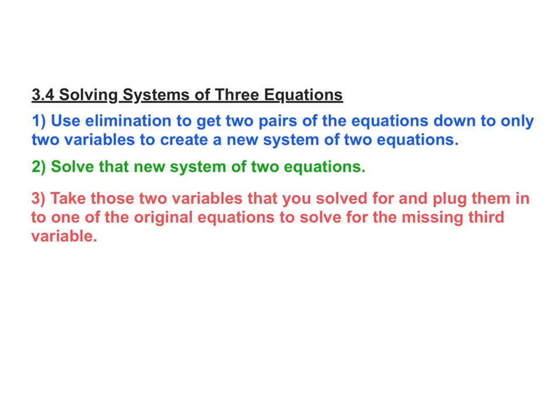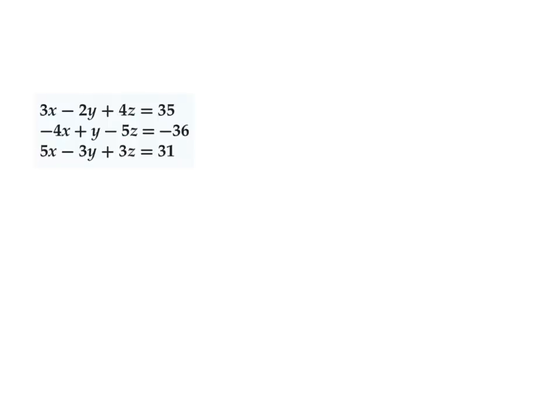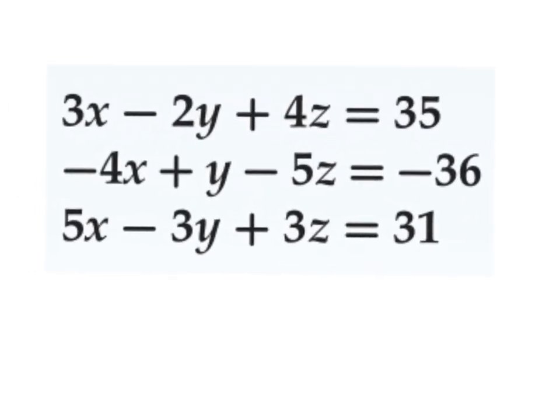All right, so here's the problem that we're going to do. I'll make it bigger for you for now, and then I'll put it back. So this is the system. 3x minus 2y plus 4z equals 35. That's the first equation. Second equation, negative 4x plus y minus 5z equals negative 36. And the third equation, 5x minus 3y plus 3z equals 31.